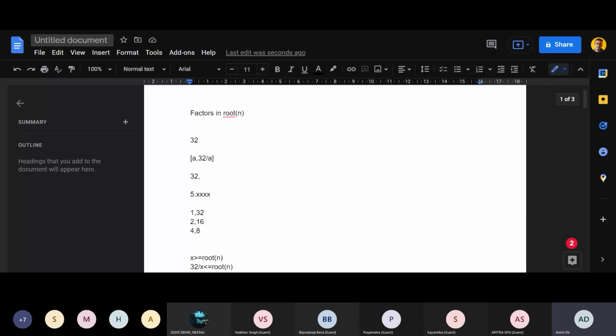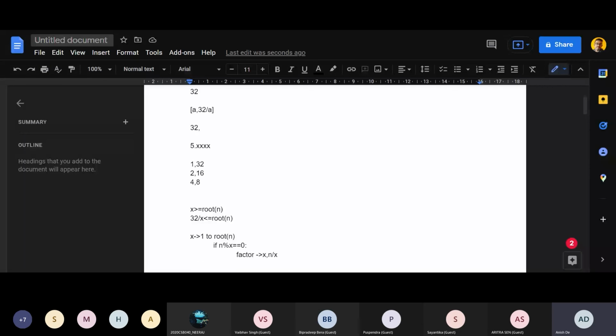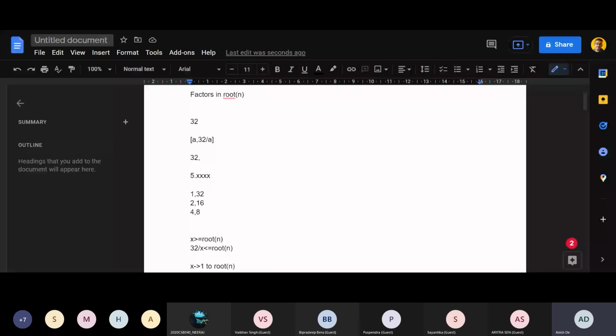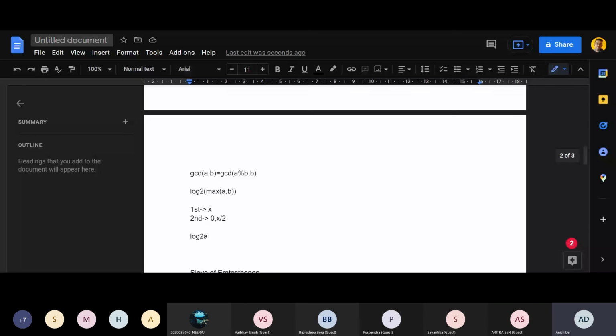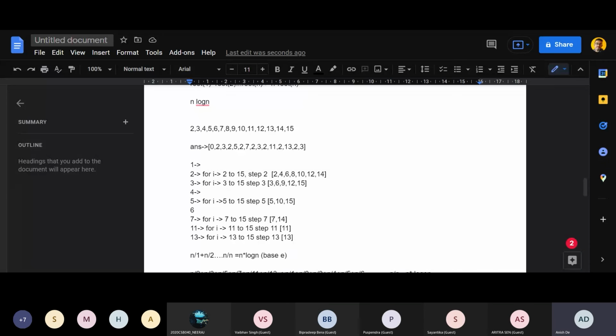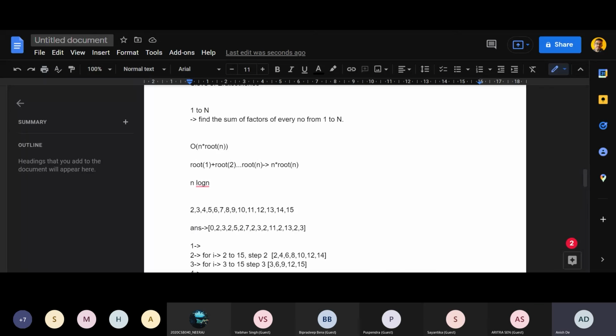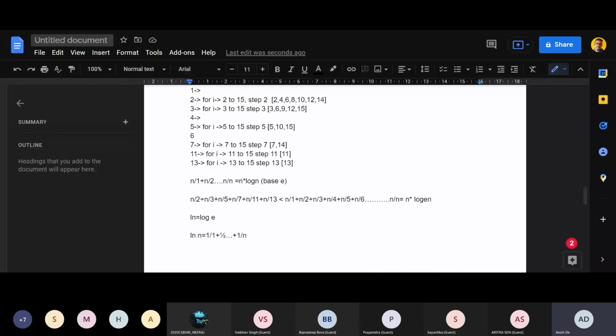Factor we have done. So we have learned how to find the factors in root n. We have learned how to find the GCD of a and b in log of maximum of a comma b, and we have learned how to use Sieve for various purposes. Okay, and the time complexity derivation of Sieve.